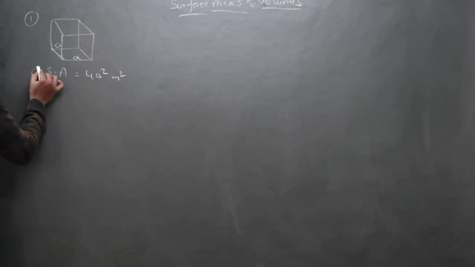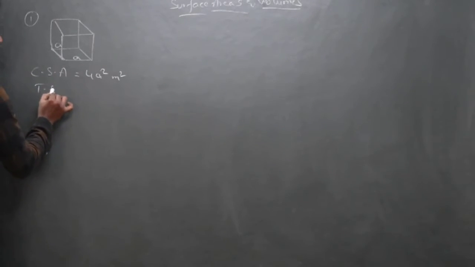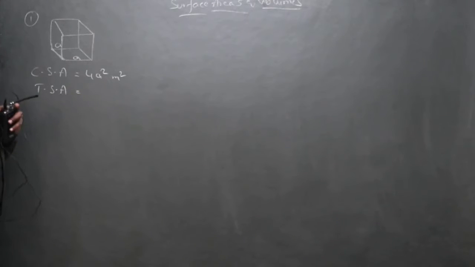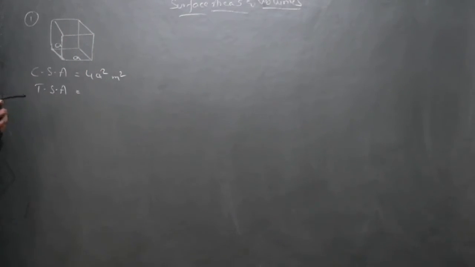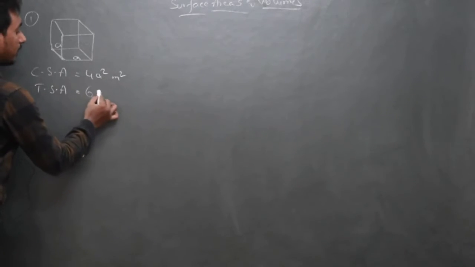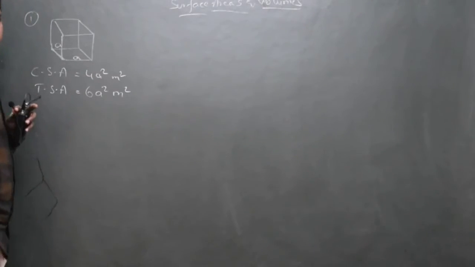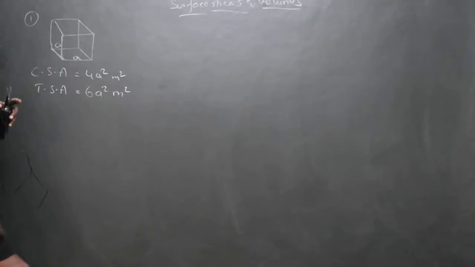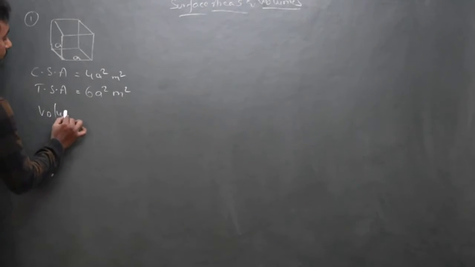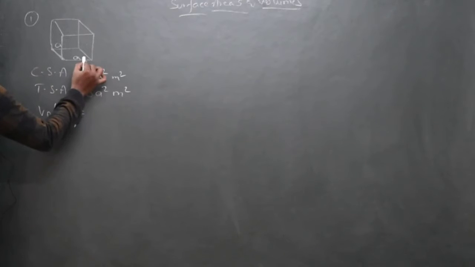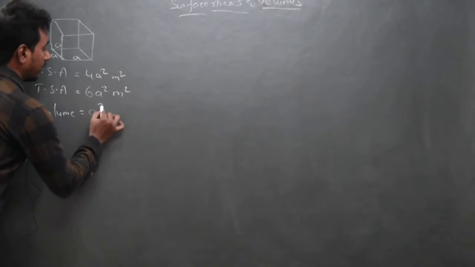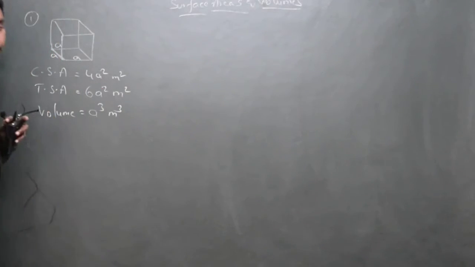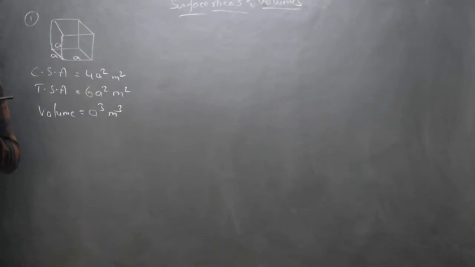Okay. Then, say for example, we are talking about total surface area. Total surface area, along with this 4A square, we include the top and the bottom part. So, it is going to be 6A square meter square. Clear? Then, we are talking about volume. Volume means it's going to be A into A into A. Okay? That's nothing but A cube meter cube. Okay? Length into breadth into height. That will give you the volume.